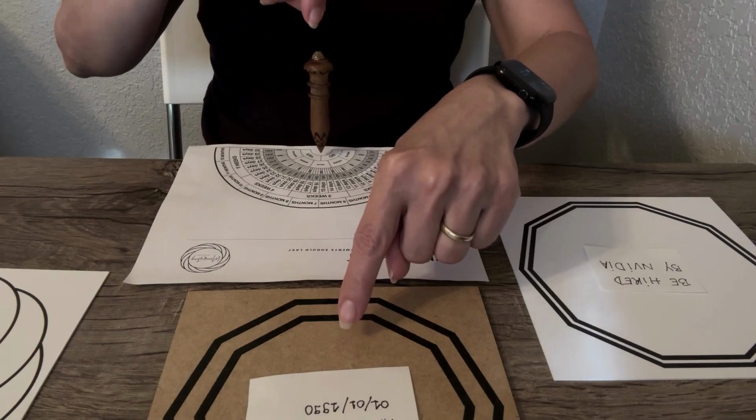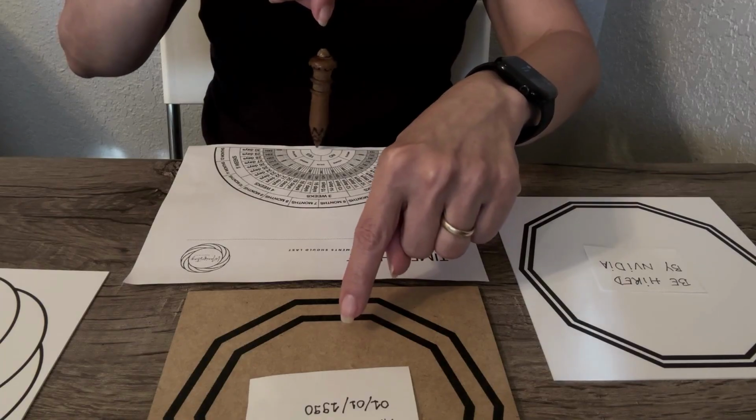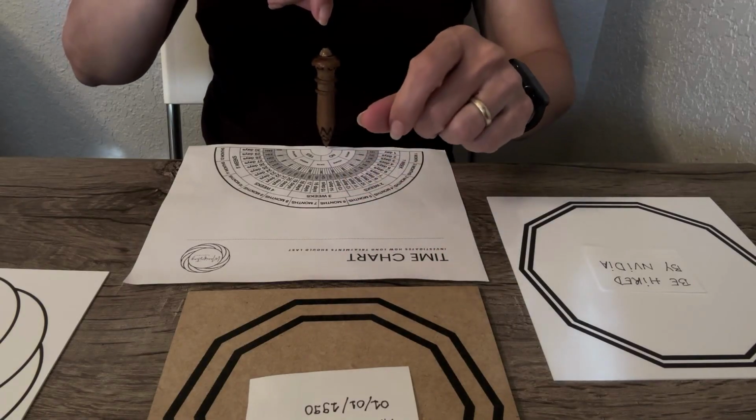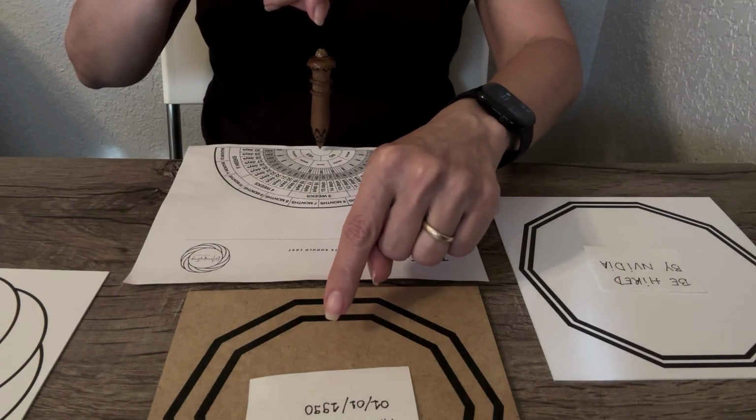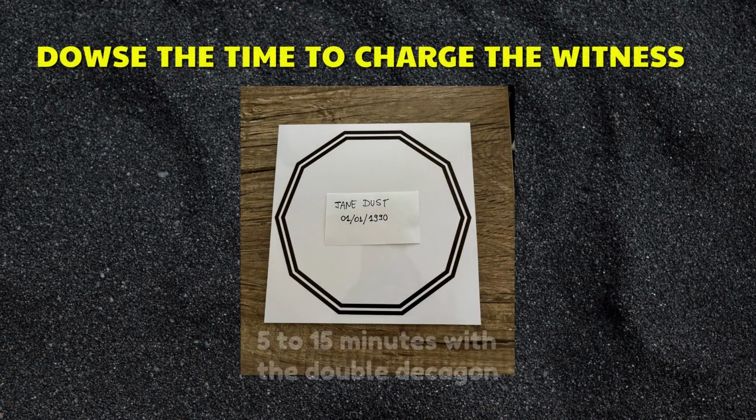Using the pendulum, ask, how much time is necessary for this witness to be ready for use? Then, let the pendulum indicate the answer on the time chart. Usually this can be around 5 to 15 minutes, but always check with the pendulum. Do not guess. The pendulum is there for a reason. Let it do its job.